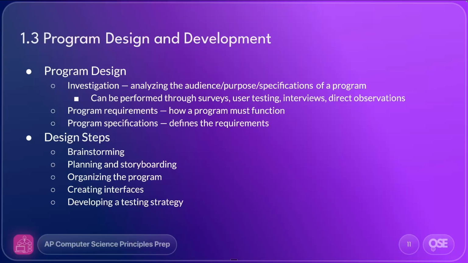Program design. Let's talk about investigation. It's when you analyze the audience, purpose, or specifications of a program. It can be performed through various ways, such as surveys, user testing, interviews, and direct observations. Program requirements are guidelines of how a program must function, and specifications define those requirements.